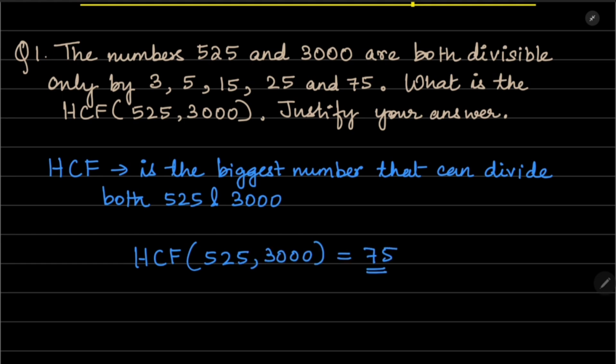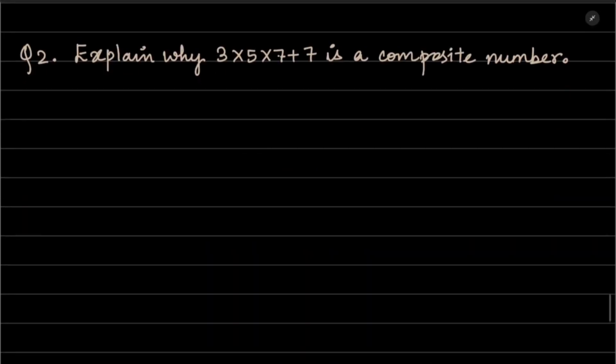Okay, so you don't have to do any prime factorization of each of these numbers and then calculate 75 because you're already given it. Based on the given information, we just have to know the actual meaning of HCF, the largest number that can divide the two given numbers. So that was your question number 1. Let's move on to question 2.